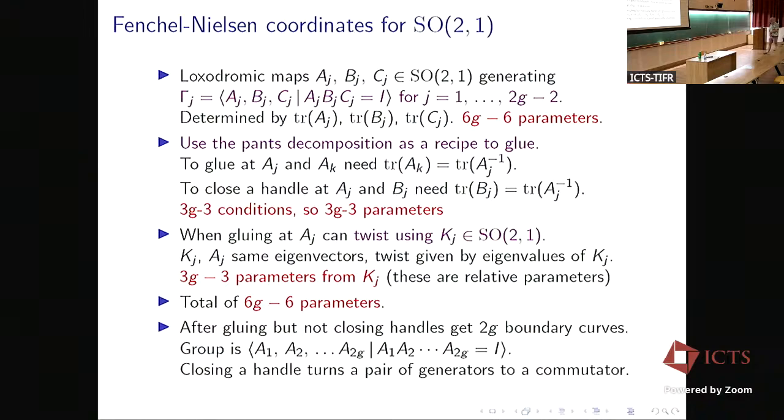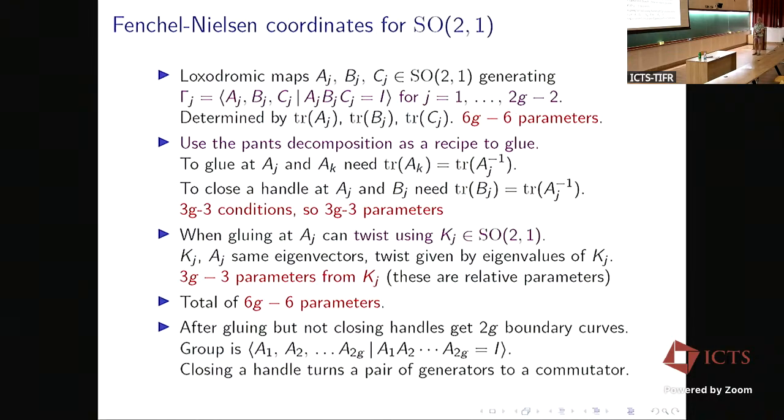Now we're going to put all this together. I've got loxodromic maps A, B, C in SO(2,1). They're determined by their traces. Well, I have this extra little thing about the square root from the previous slide, so I'm going to restrict. I know what that sign should be. So let's say they're not only loxodromic, but they also satisfy that equation. So I'm going to get 6G minus 6 trace parameters. I've got my pants decomposition as a recipe for how to glue.